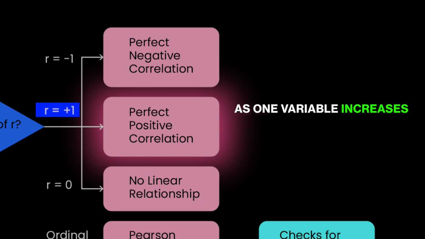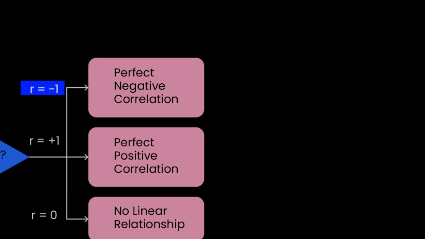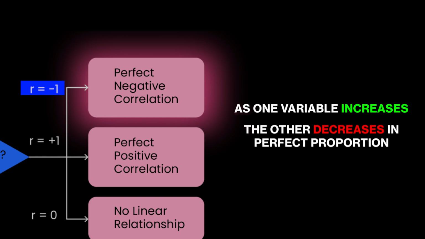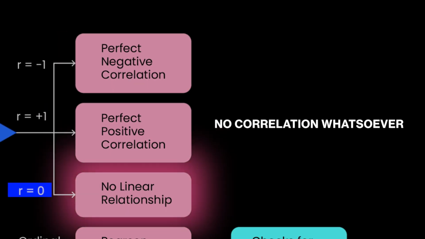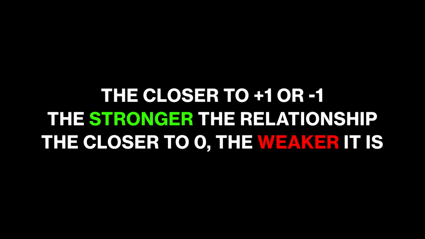As one variable increases, the other increases in perfect proportion. -1, perfect negative correlation. As one variable increases, the other decreases in perfect proportion. 0, no correlation whatsoever. The closer to +1 or -1, the stronger the relationship. The closer to 0, the weaker it is.